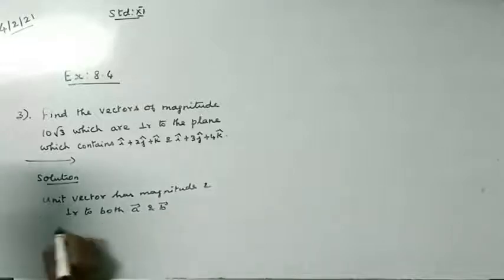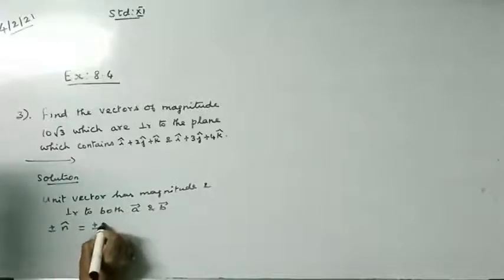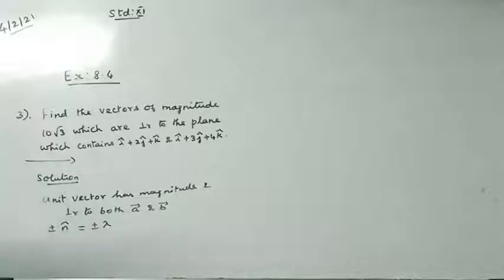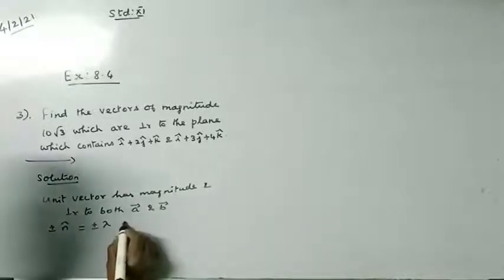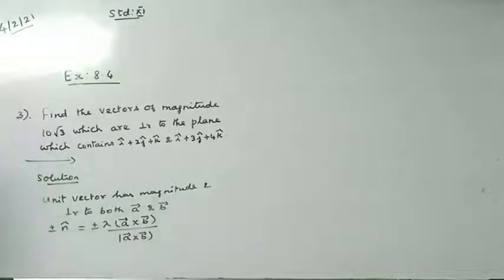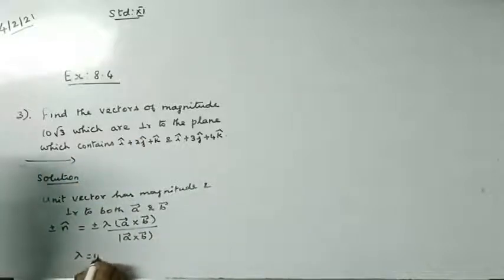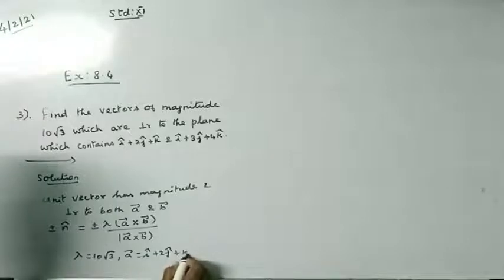So which is plus or minus n cap is equal to plus or minus lambda of A vector cross B vector divided by modulus of A vector cross B vector, is the formula. Now we can take lambda is equal to 10 root 3, it is given. And A vector is equal to i cap plus 2j cap plus k cap. And B vector is equal to i cap plus 3j cap plus 4k cap.